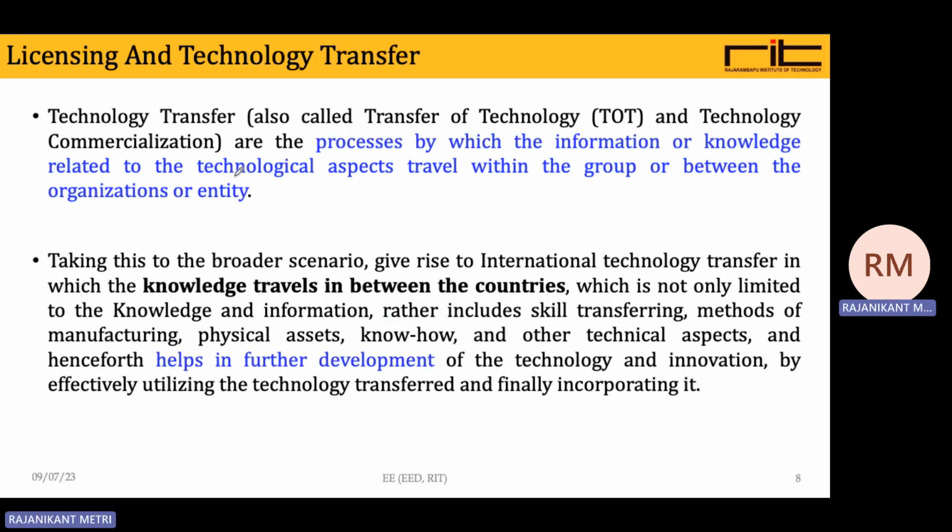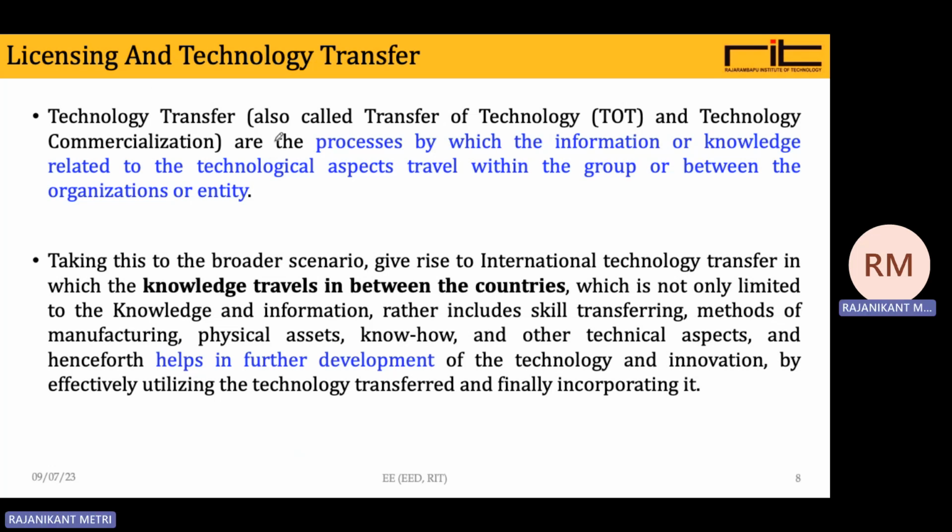Now this is about the scope and future of patents in India. Now we'll talk about licensing and technology transfer. So we'll see one by one. Technology transfer is also known as transfer of technology, TOT, and technology commercialization.